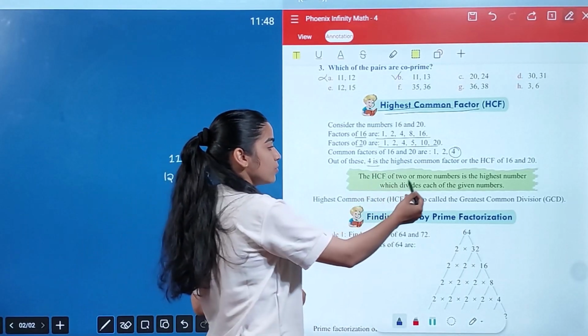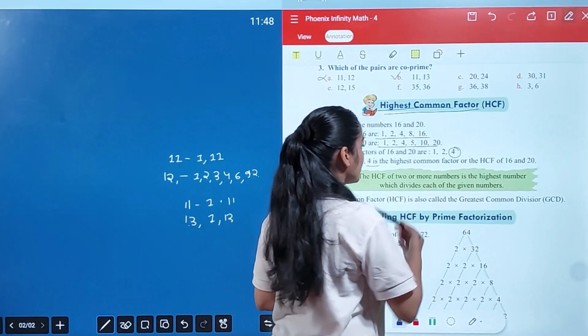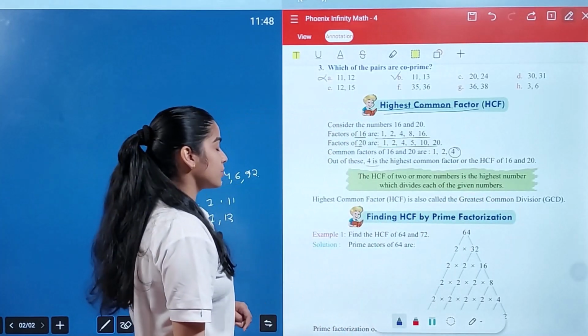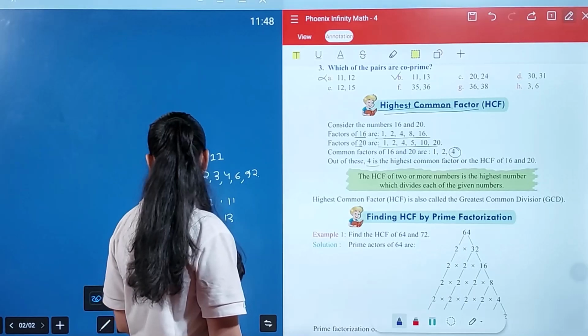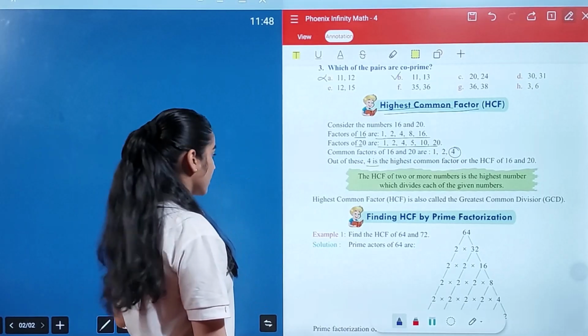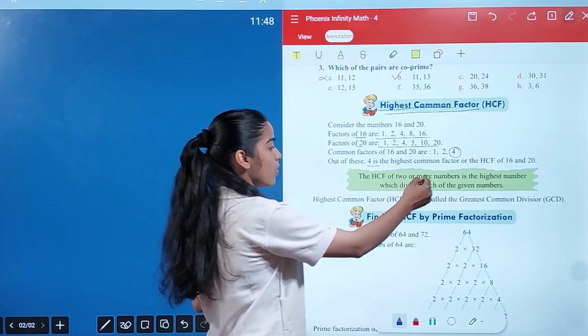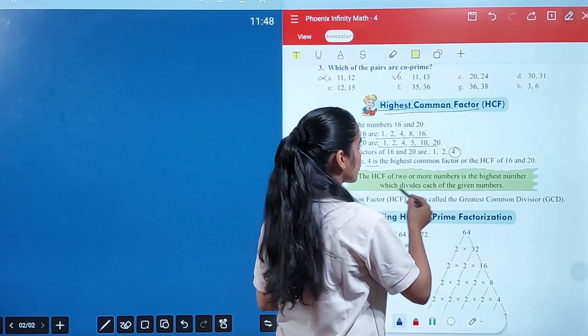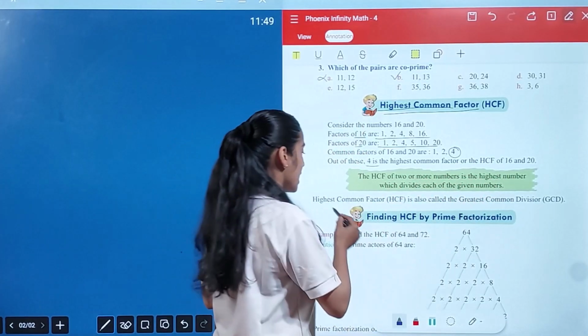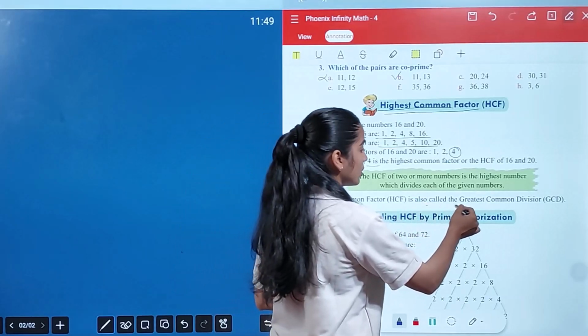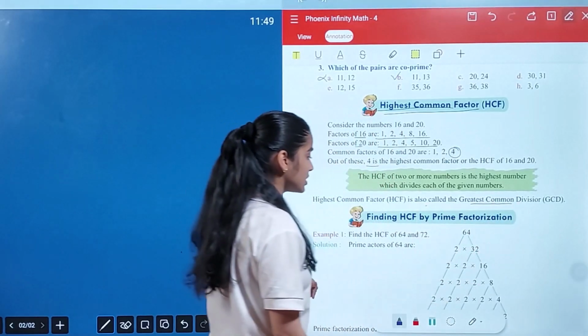The HCF of two or more numbers is the highest number which divides each of the given numbers. Highest common factor is also called the greatest common divisor, GCD.